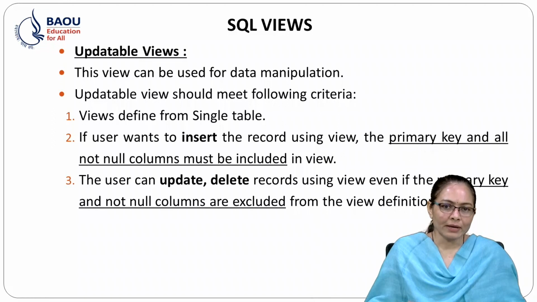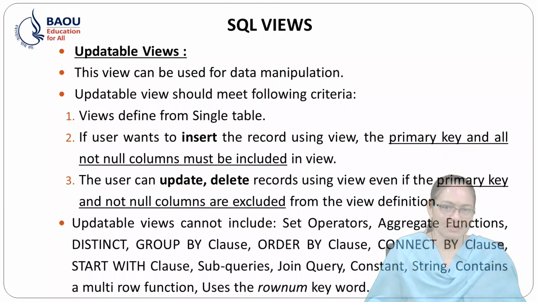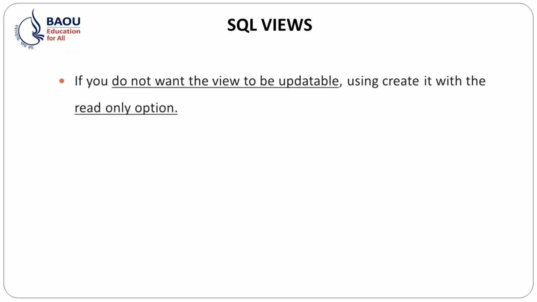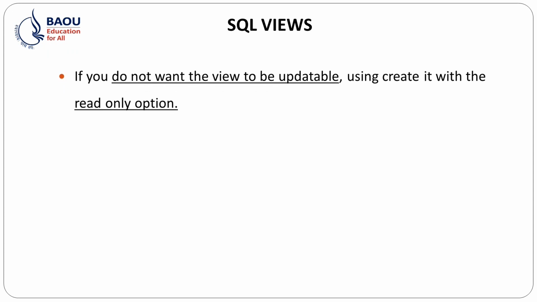An updatable view cannot include set operators, aggregate functions, distinct, group by, order by, connect by, start with, subquery, join, constant, string, and multiple-row functions. The rownum keyword also cannot be used in updatable views. If you do not want the view to be updatable, create it with the read-only option.